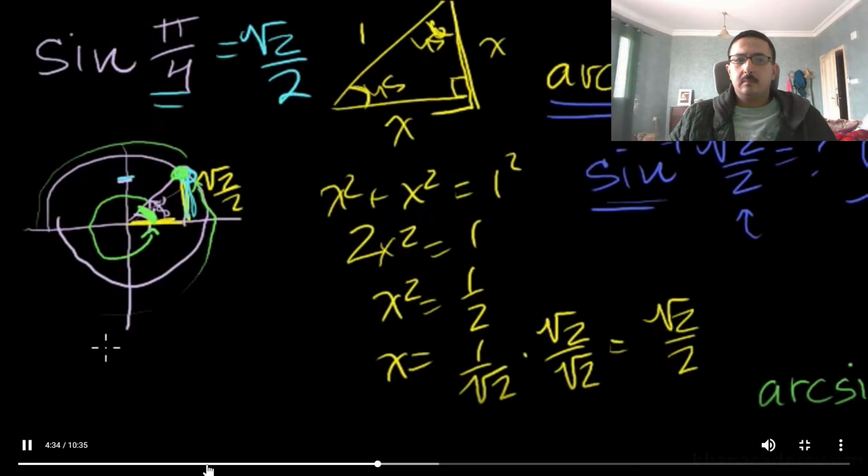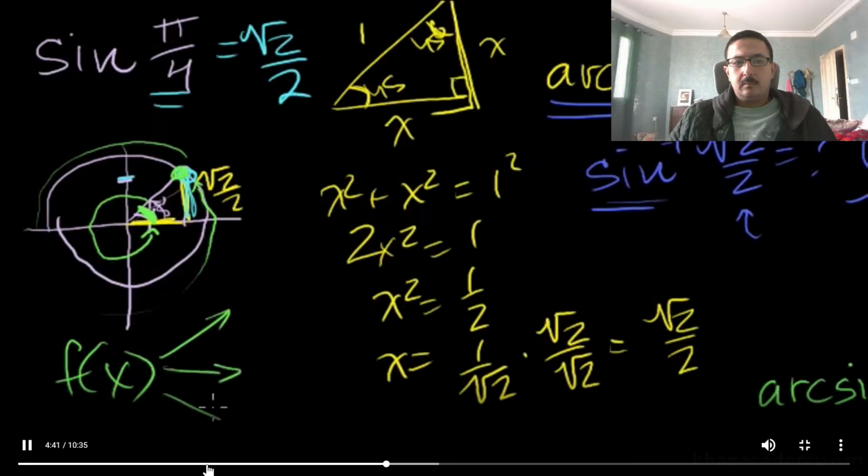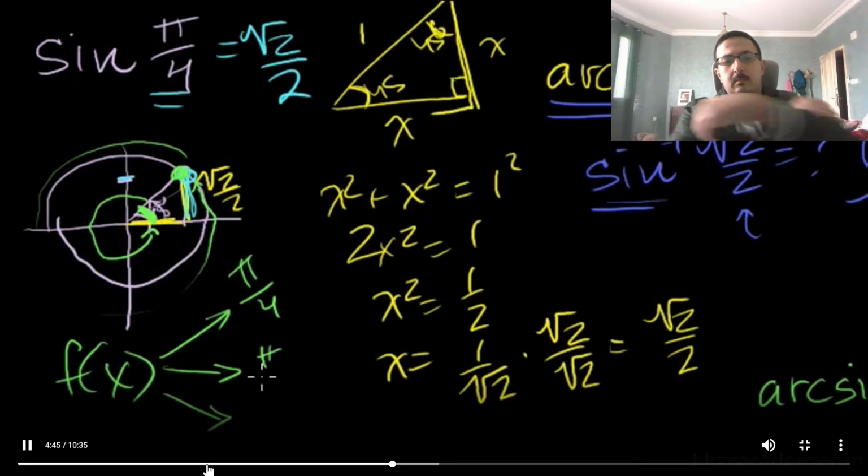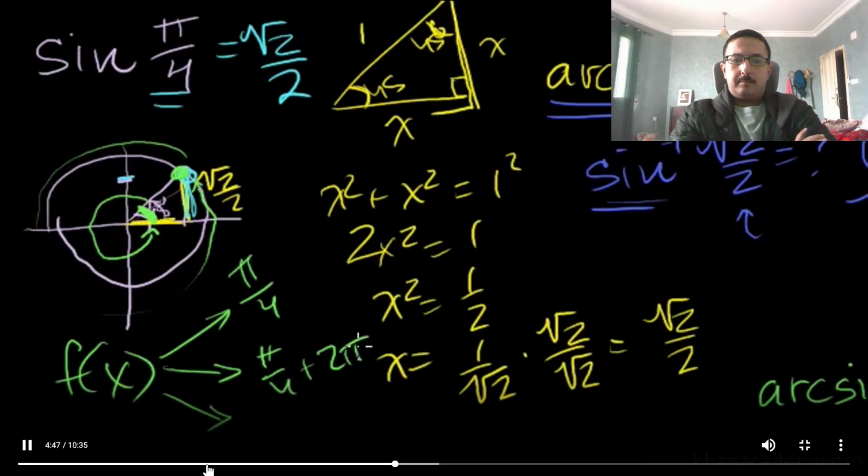And that's a problem. I can't have a function, f of x, where it maps to multiple values, where it maps to pi over 4, or it maps to pi over 4 plus 2 pi, or pi over 4 plus 4 pi. So in order for the inverse sine function to be valid, I have to restrict its range. And we'll restrict its range to the most natural place.